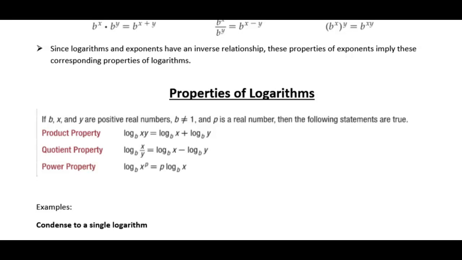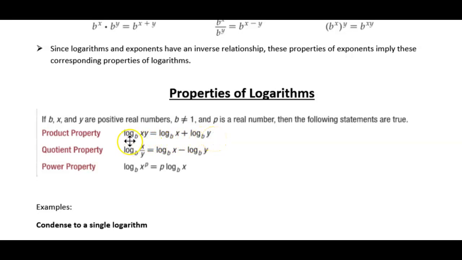So your product property, which is this first one here. These things can go back and forth. The left side of this is what we would call the condensed version, and the right side is the expanded version. The condensed version is the one that's going to help us solve our equations, and you can expand those out.